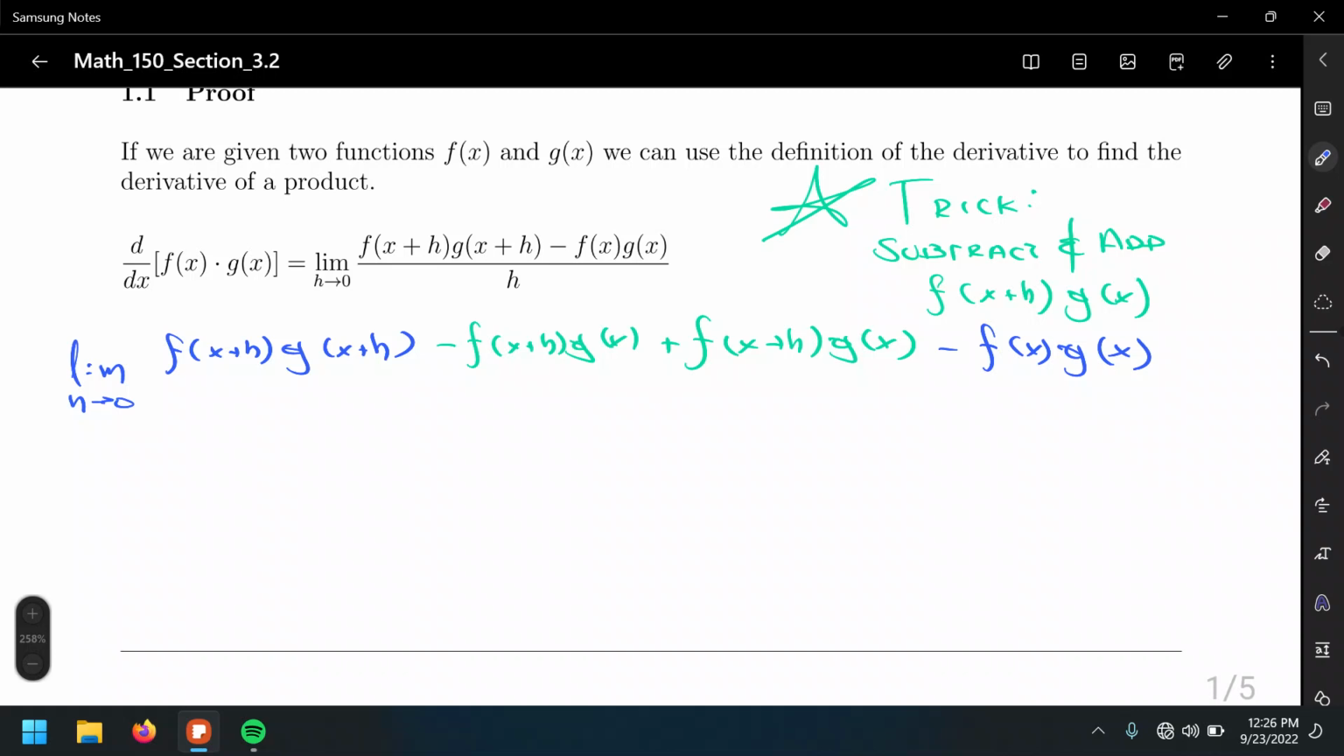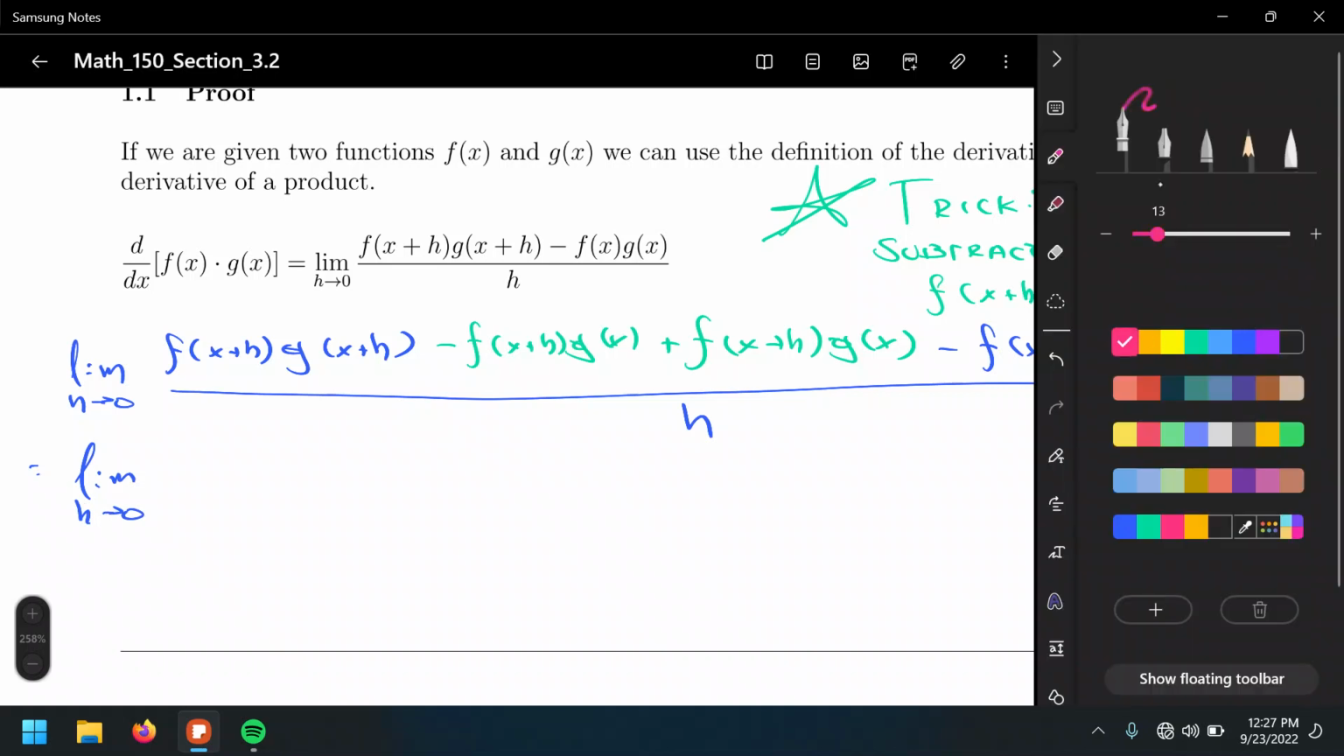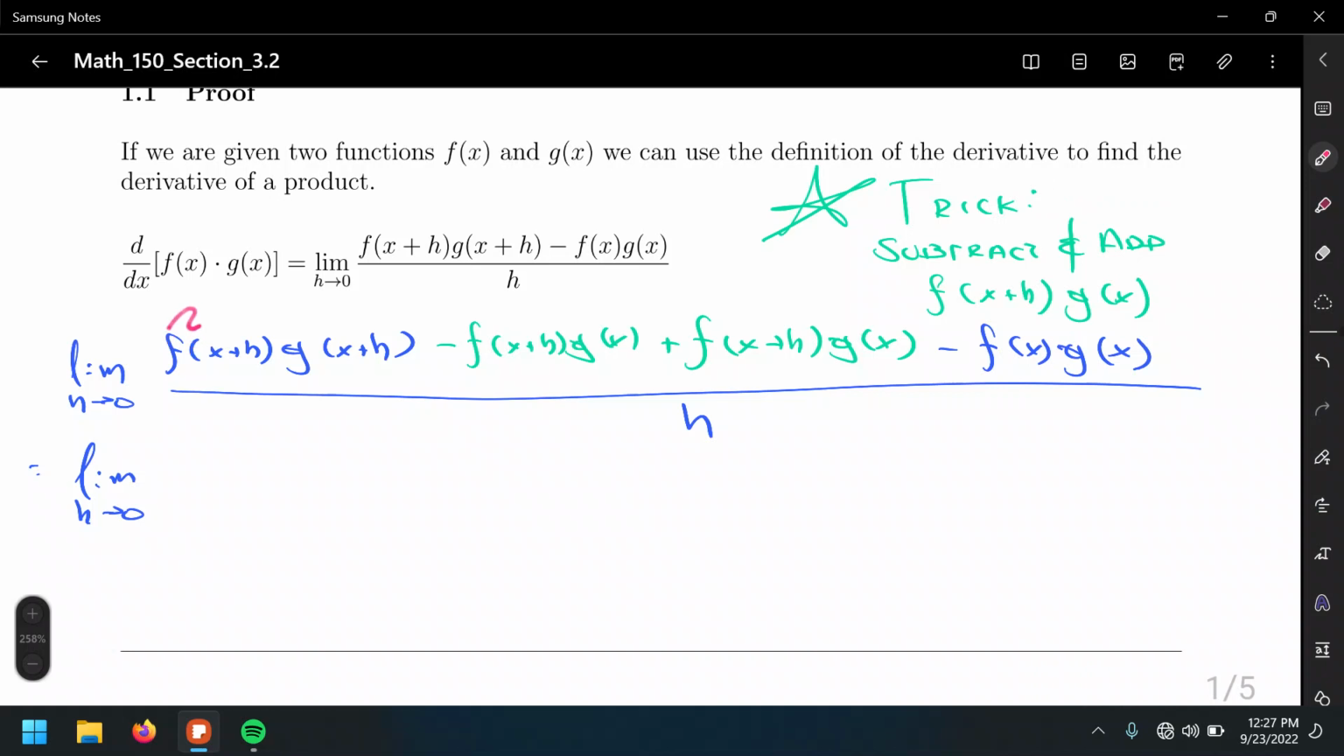But in this case, the trick is to subtract f of x plus h g of x and add f of x plus h g of x, the whole thing over h. This is the limit as h approaches 0. And well, what are we going to do? So we will factor any GCF that we see in each group of terms in the way that we group this.